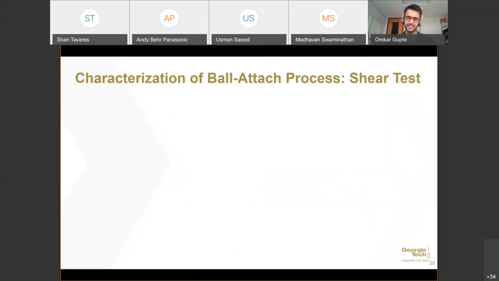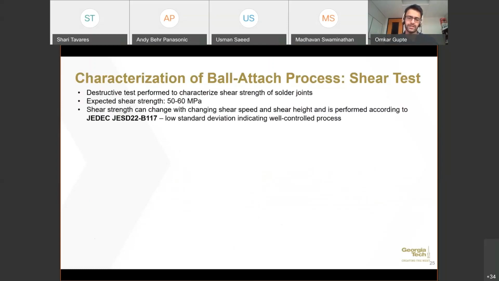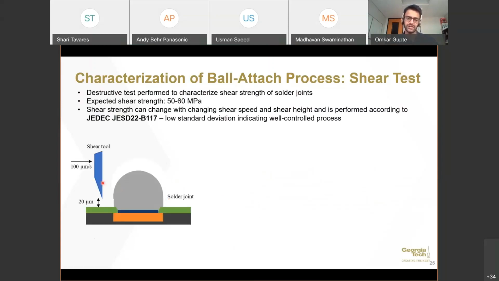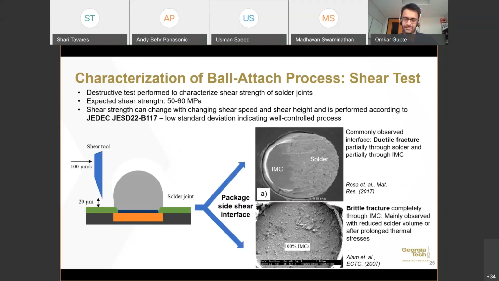The next characterization process is the shear test, where the solder balls are essentially sheared using the shear tool, and there is also a standard to be followed. There are different shearing speeds that are used, and essentially we would want to get a low standard deviation, which means that we will have a well-controlled process. For a SAC 305 solder joint, this is a commonly observed interface where the shear interface has partially solder and partial IMC, or intermetallics, and a ductile fracture is seen.